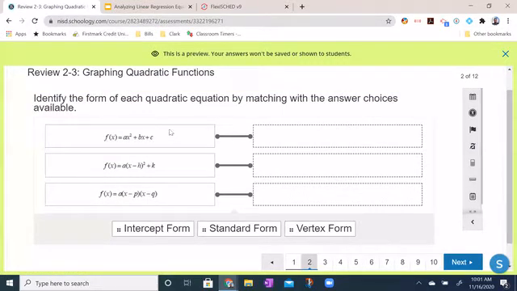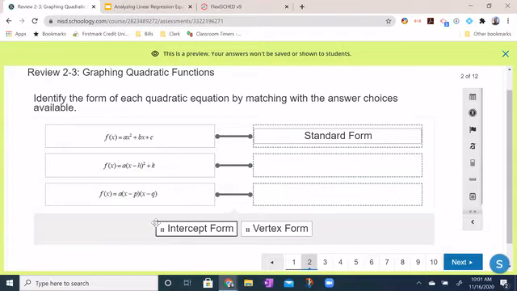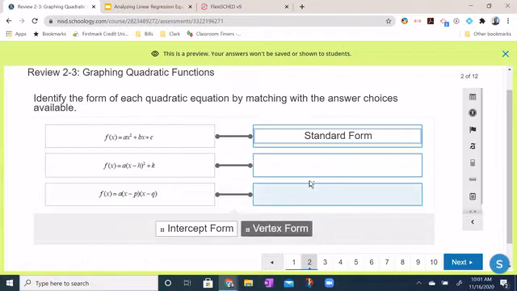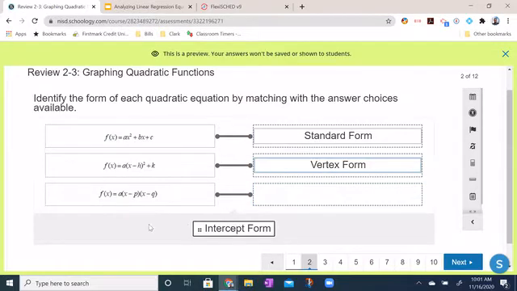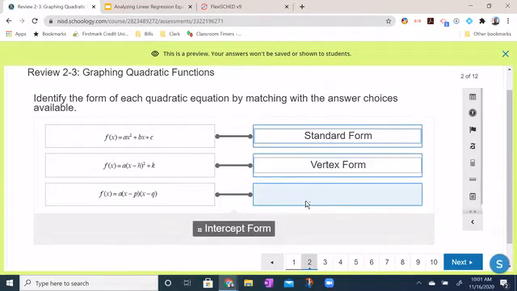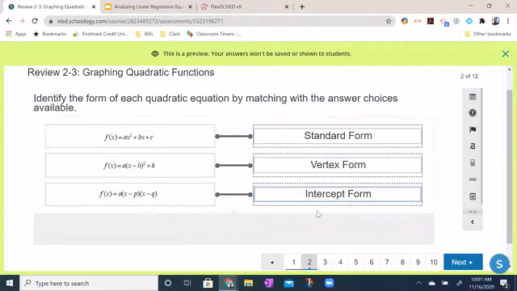Now, another thing you have to know is which form you're looking at. Here are the formulas for each form: intercept, standard, and vertex. This one that has a square, no parentheses, ABC order, that's standard form. This one with the parentheses and a square is vertex form. And if you have parentheses and no squares at all, that's intercept form. Questions on that?